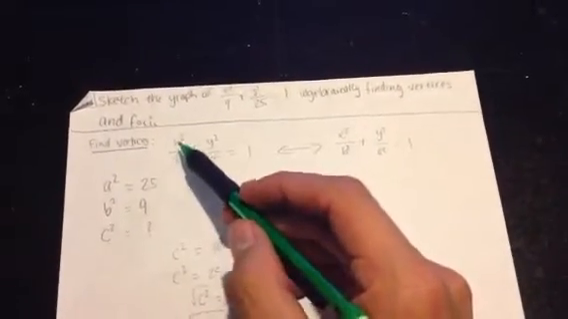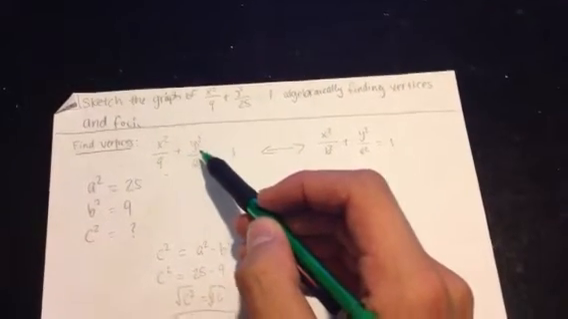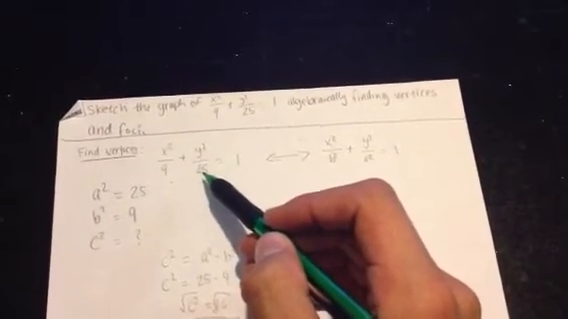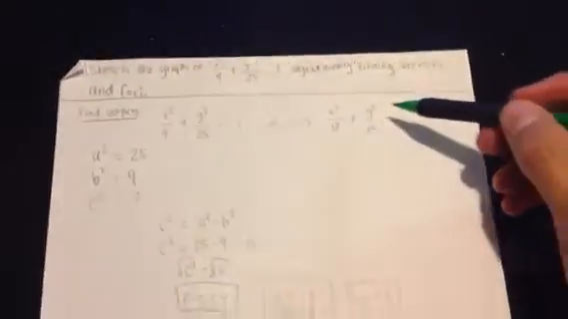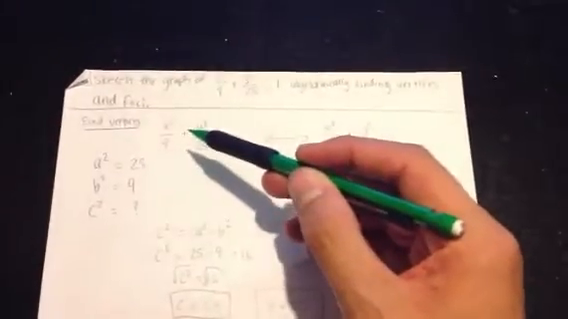Now notice that we have an x squared over 9 plus, that's the key part there, plus y squared divided by 25 is equal to 1. What you need to understand is that this is the equation of an ellipse.